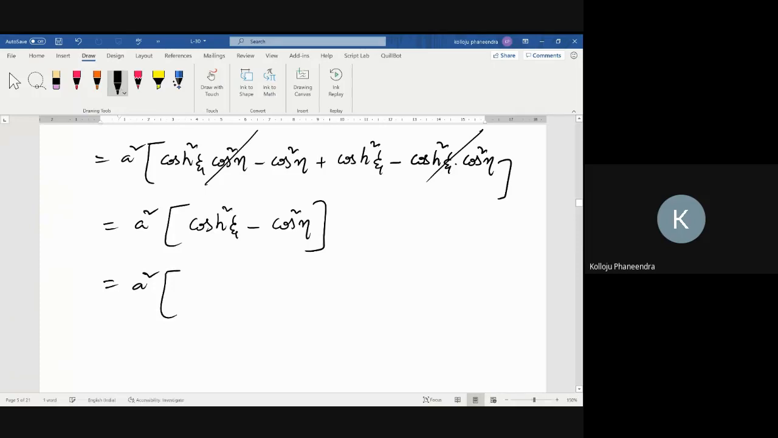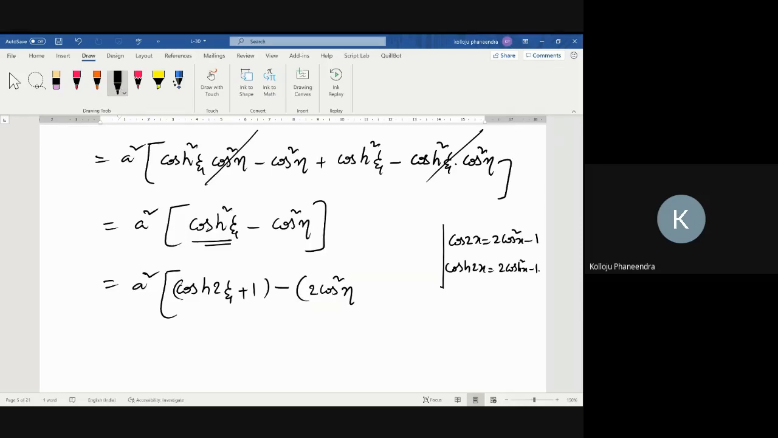What is this formula, cos 2 theta formula? Cos 2x is what? 2 cos square x minus 1, right? Cosh 2x, what is the formula? This is also same? Yes, sir. 2 cosh square x minus 1. Okay. So what is cosh square xi? This one is nothing but cosh 2 xi plus 1, by 2. First part minus this is what? Cos square eta, plus 1. So 1 gets cancelled. I think 2 is there, right?